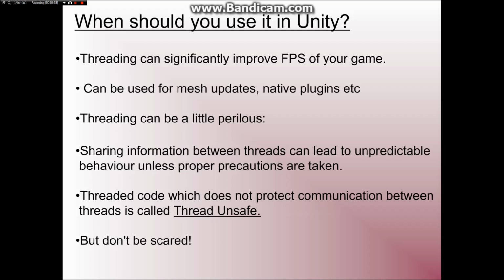The problem lies in that if you're sharing information between threads, you can sometimes get unpredictable behavior when threads are trying to access the same piece of information at the same time. But there are ways that you can ensure that this doesn't happen using various keywords. So the word for code which isn't safe and is unpredictable is thread unsafe, and code that makes sure that only one thread can access variables at one time is called thread safe. Don't be too scared by this, as I was pretty scared about this, if I'm honest, at first when I started using threading, but I found out it was actually pretty easy after a while.